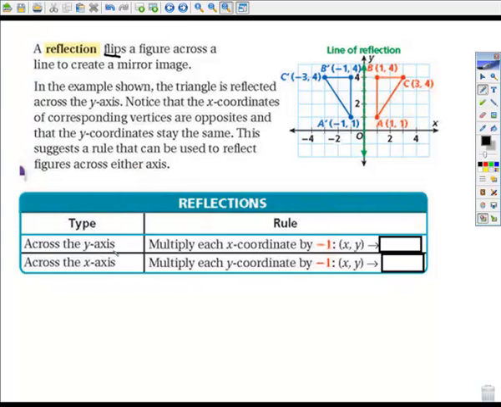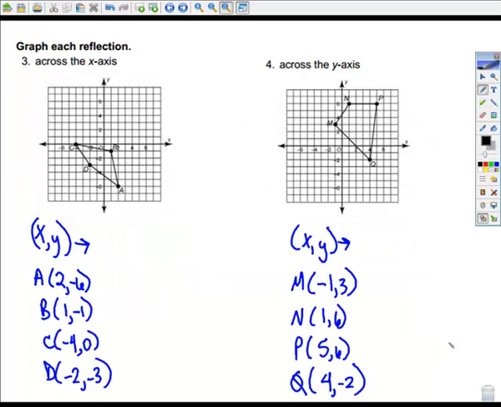If it's across the x-axis, you're going to multiply each x-coordinate by negative 1. So this becomes negative x, comma, y. And really that means the opposite of x. If it's already negative, then you change it to a positive. And if we want to flip it across the y-axis, we keep the x's and multiply the y's by negative 1, so those become the opposite. So this means the opposite of y.